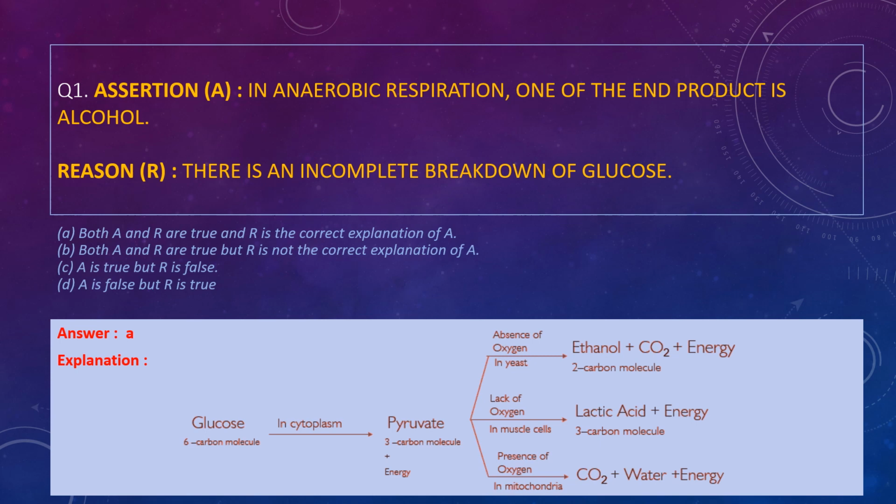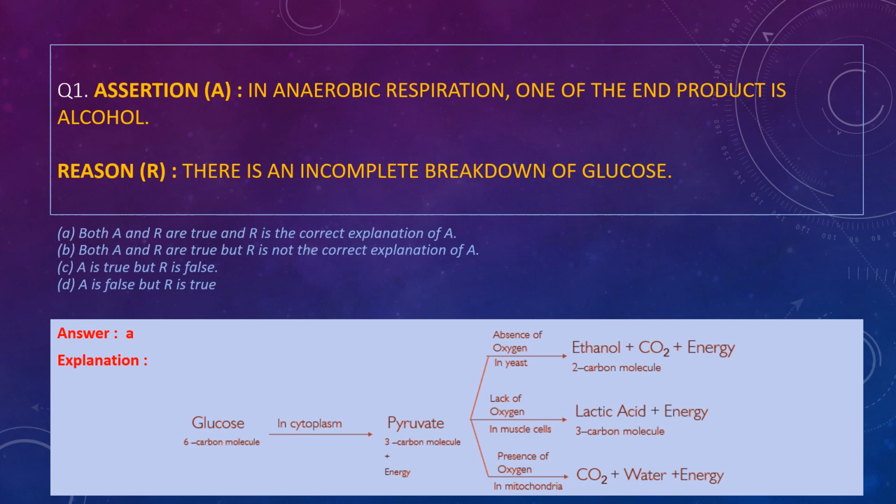So question 1. Assertion: In anaerobic respiration, one of the end products is alcohol. Reason: There is an incomplete breakdown of glucose. So here both A and R are true and R is the correct explanation of A. Why do we say that?